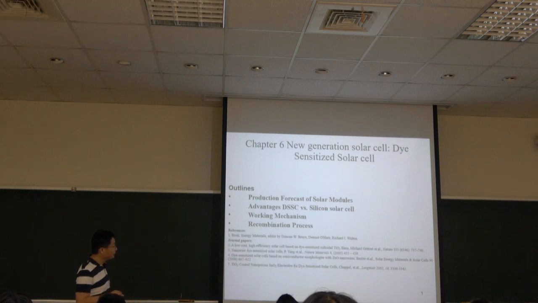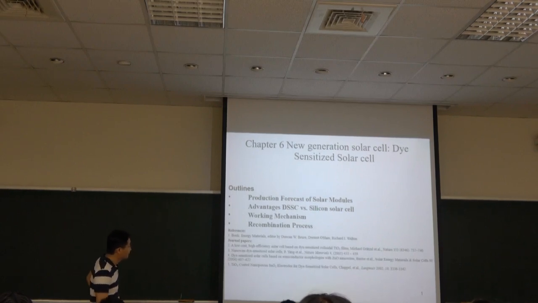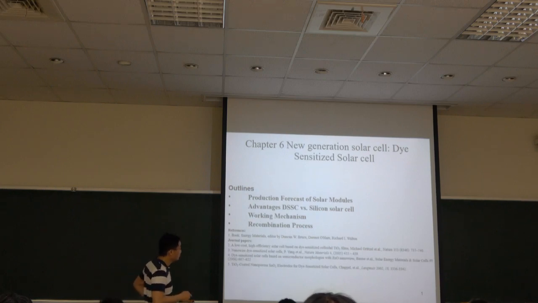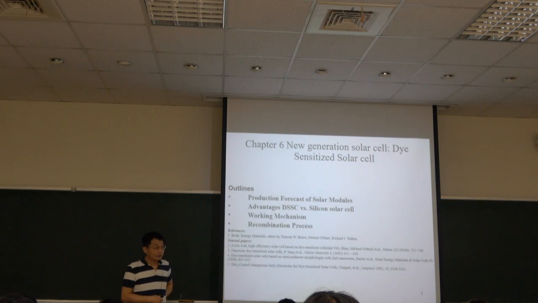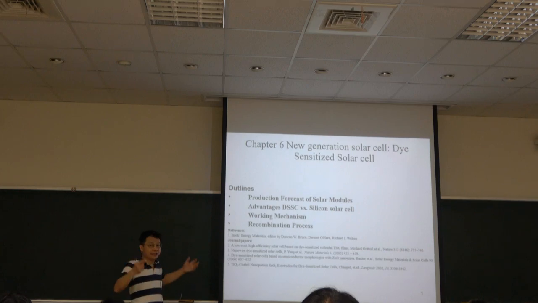For the solar module, and also the advantage of this solar cell compared to the previous chapter on the silicon solar cell, and regarding the working mechanism and also the recombination process. This recombination process is also related to the fill factor. The higher the recombination, the lower the fill factor.